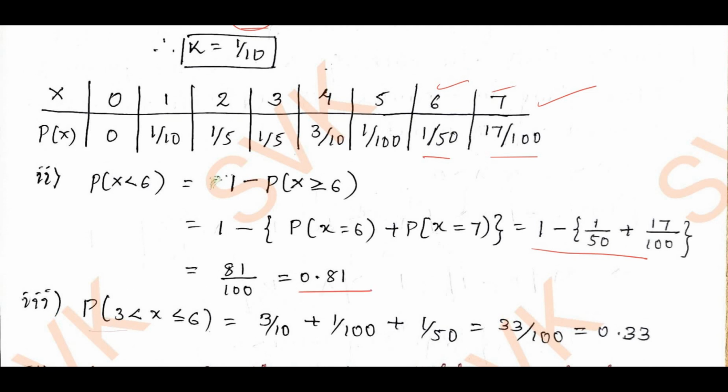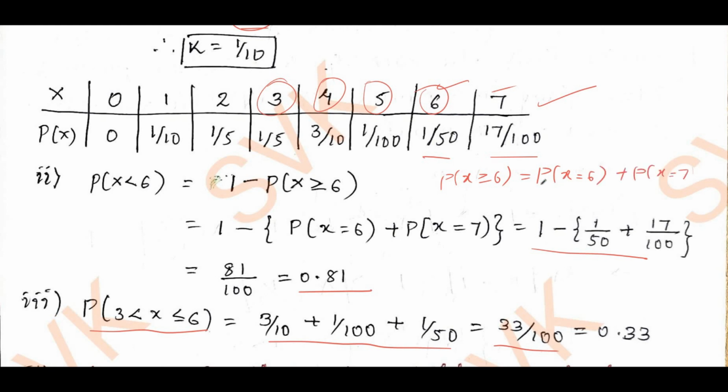If you consider this problem, for the probability of x lying between 3 and 6, we need to know that 3 is not included in this expression. So starting from 4, probability of 4 plus probability of 5 plus probability of 6, if we do that, we are going to get the required solution. If they ask to find just the probability of x greater than or equal to 6, you need to find just the probability of x equal to 6 plus the probability of x equal to 7. Simplifying that, we are going to get 1 by 50 plus 17 by 100. Simplify this, and you are going to get the required answer.